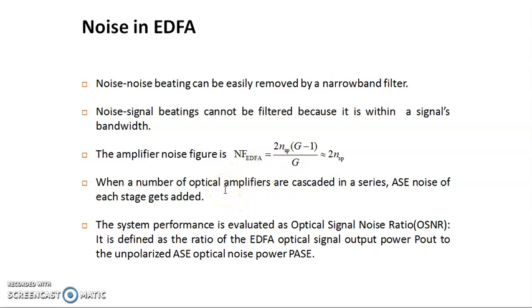So we can consider this optical amplifier when we increase the use in a wide band. We can use a number of optical amplifiers in series. If we are using them in a wideband application, then each stage has noise that is added to the amplifier noise. So system performance evaluated using this EDFA depends upon the optical signal to noise ratio, which is defined as the ratio of the EDFA optical signal output power to the unpolarized optical noise power. You can consider that as the noise in the amplifier.